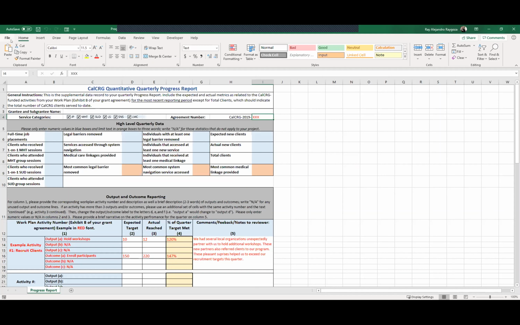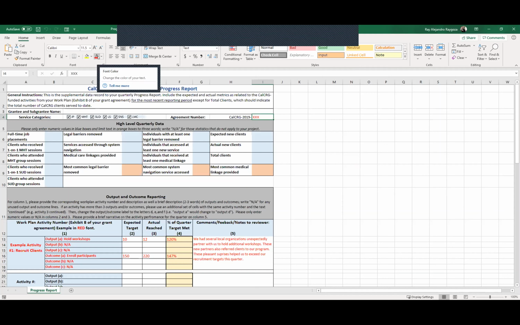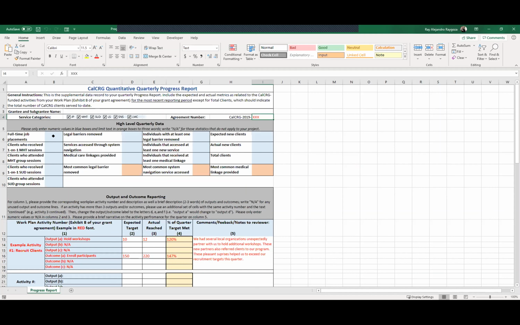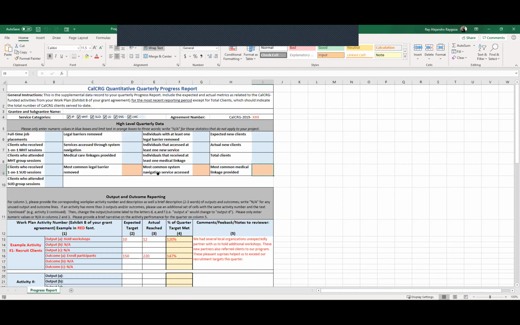Next is this high quality data section, which is like a snapshot of the activities related to the service categories that occurred during the reporting period. And we ask that you only enter numeric values in these blue boxes, and you limit your answers to about 3 words in these orange ones. As you can see, this has the intent of gathering high-level data to get an understanding, at a macro level, of what happened with the services that you provided.